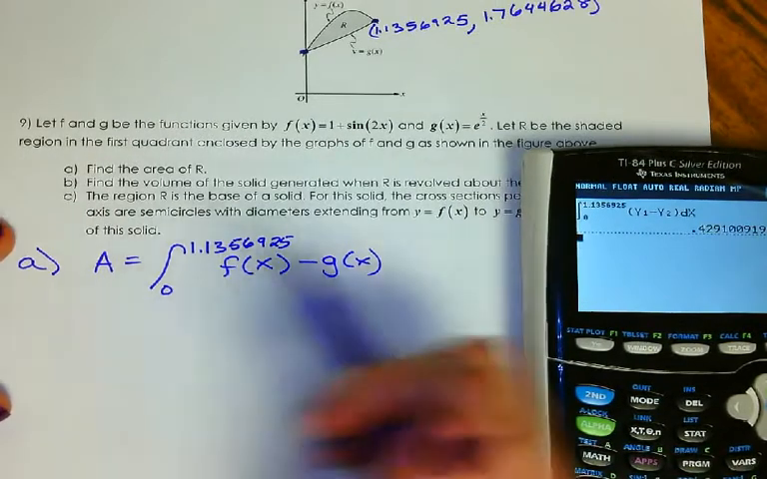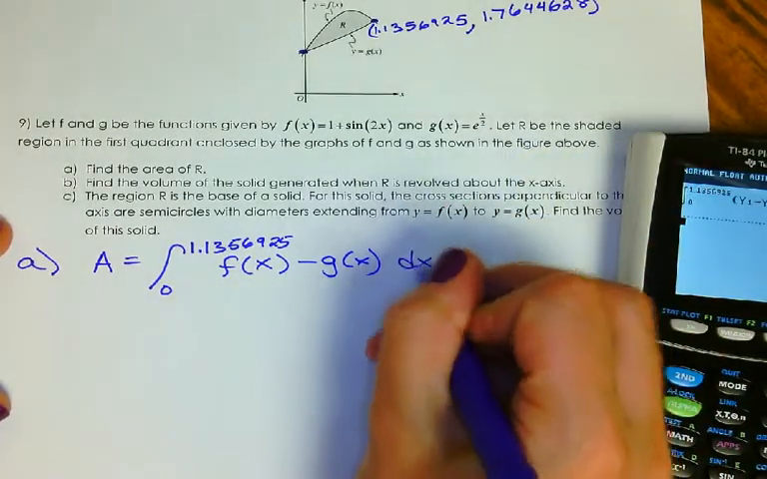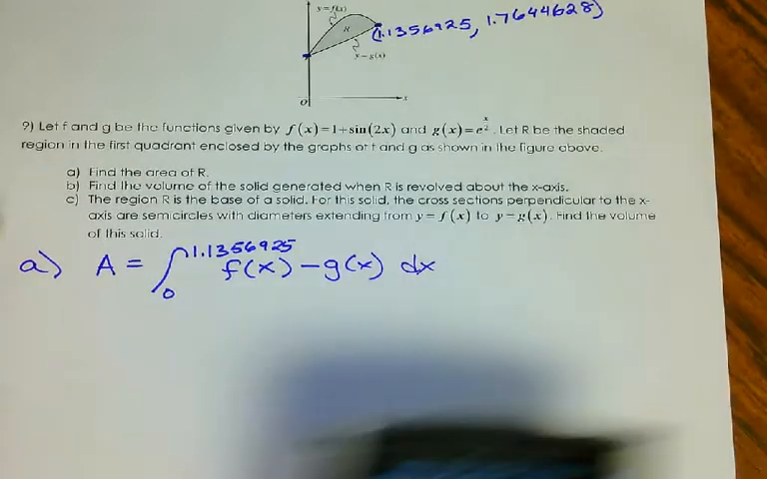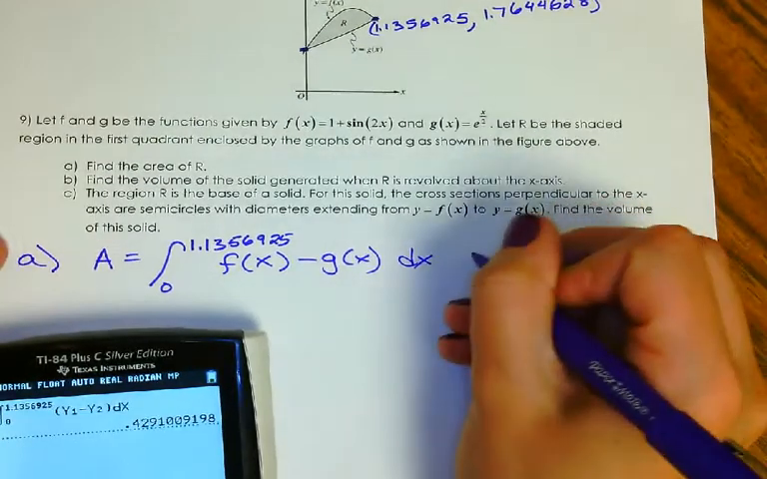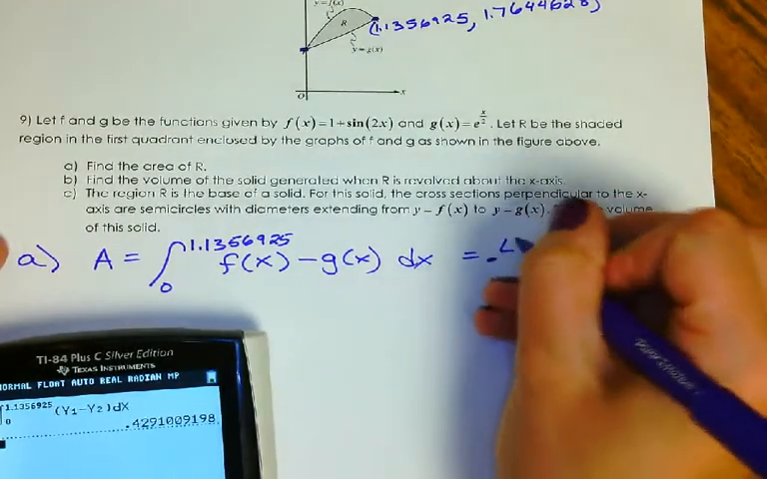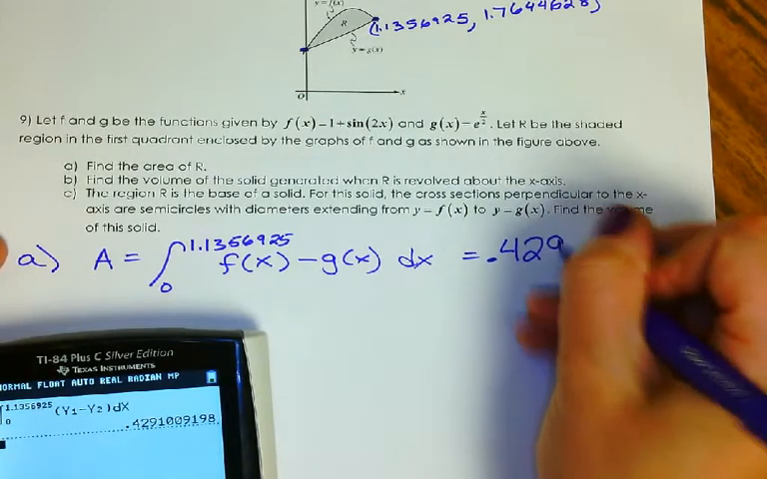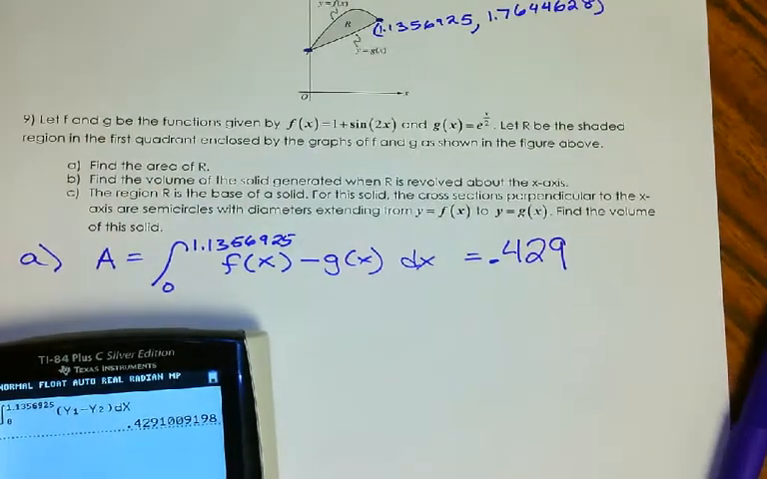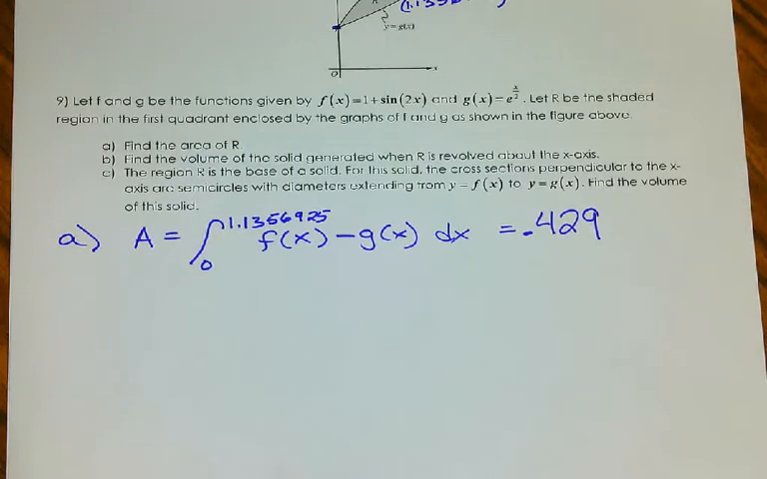So I've got my setup. Oops, bad notation here, I need a dx. And again, via my calculator from Math 9, I got that to be 0.429. And that is part A.